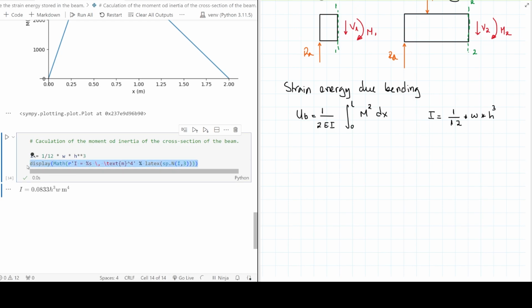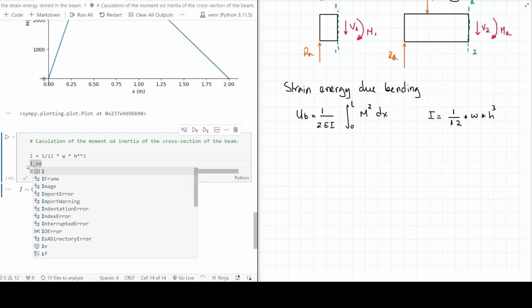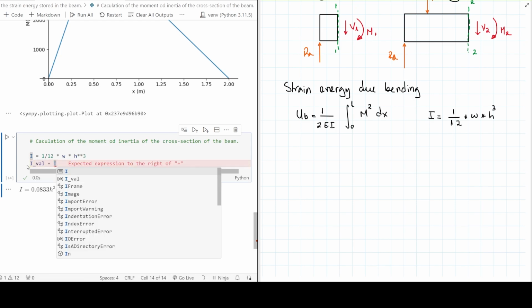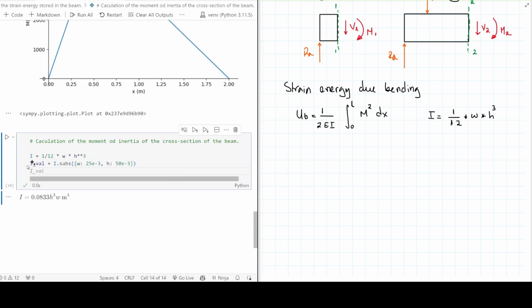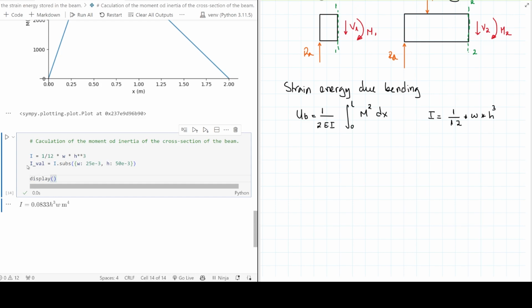But let me delete this, and let's call it I value, and that's going to be equal to I, and then I'm going to substitute what? Let's see the value of W, and W is 25 millimeters, and let's just write it in meters. And then I'm going to have H, which is 50 millimeters. Let's write down, and then let's call the I value. Yes, and definitely this is going to give me a lot of decimals. Let's see how many decimals it's going to give me.